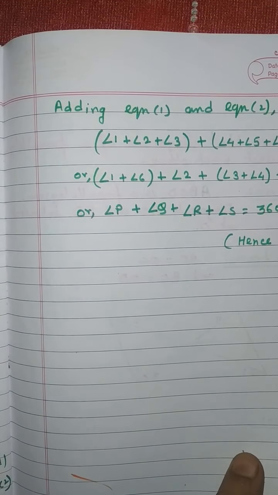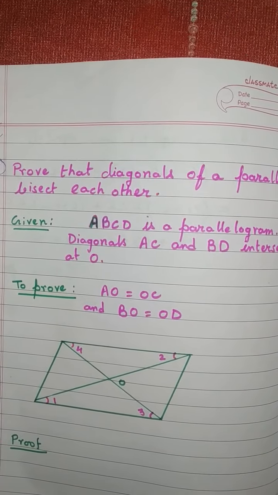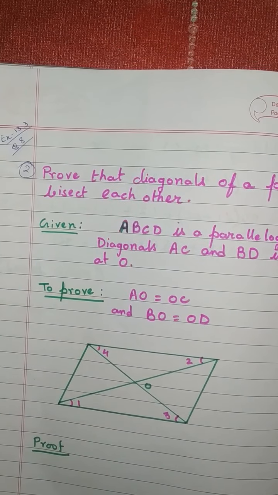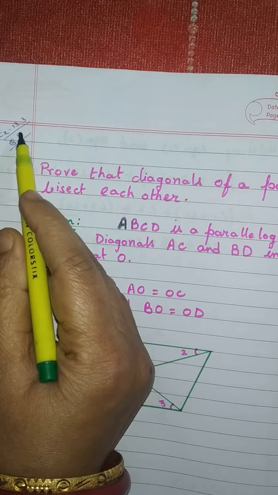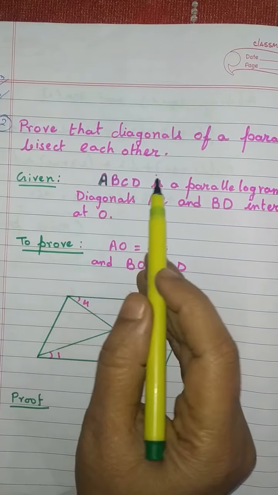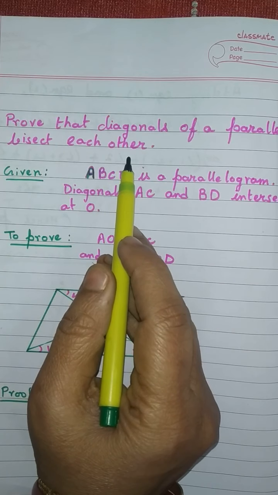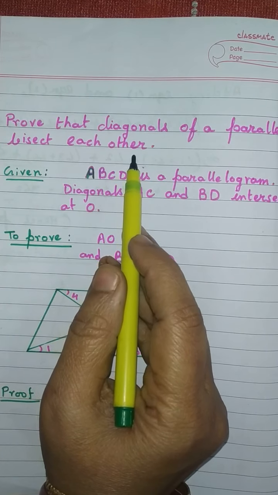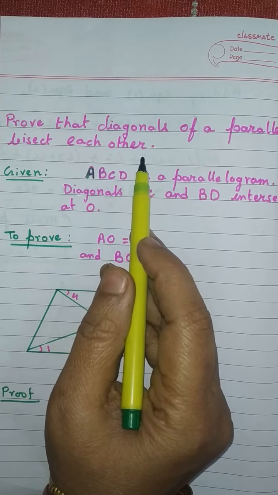ये सेम प्रॉपर्टी, इसी का प्रूविंग हम एक एक्टिविटी के जरिए फिर से क्लास में प्रूव करेंगे. Now the second property, that is one basic property of a parallelogram. ये भी बुक के क्वेश्चन है, that is question number 8 of exercise 13.3. Prove that diagonals of a parallelogram bisect each other. This is a basic property of a parallelogram, that is, diagonals of a parallelogram bisect each other.